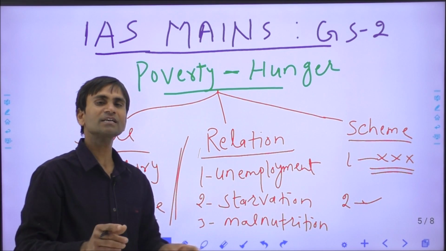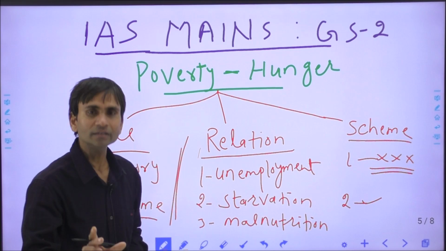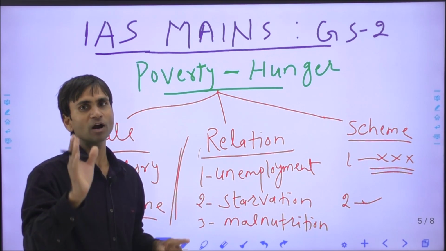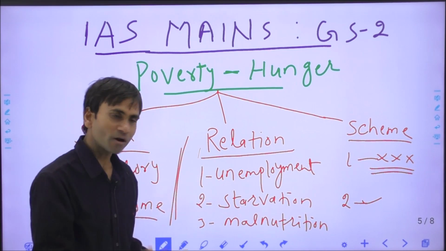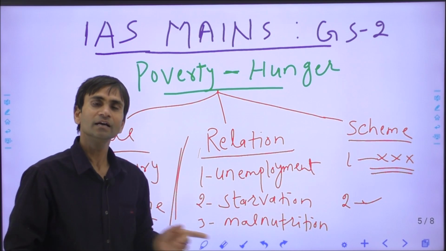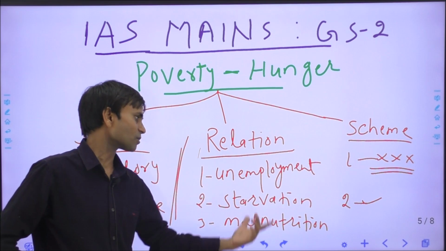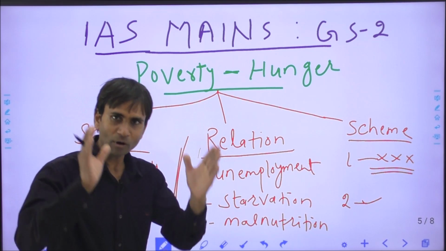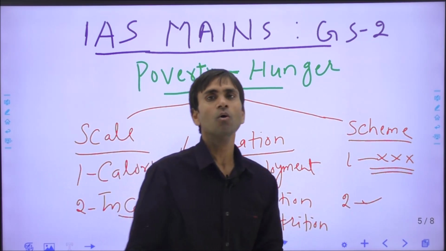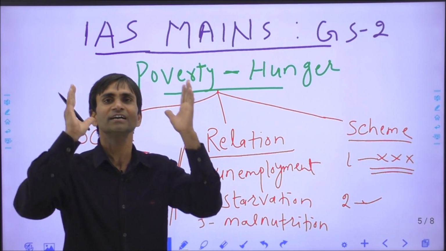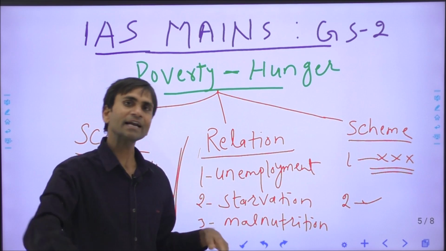If any person has sufficient job opportunity, definitely he is an employed person. If a person is employed, then he is not a poor person. If he is not a poor person, definitely there is no matter of starvation or malnutrition, because an employed person can arrange all the basic facilities for their survival. So this is directly linked.